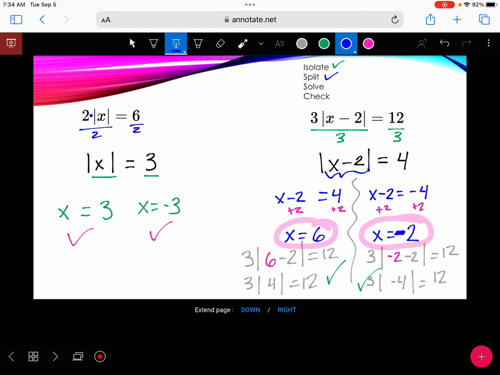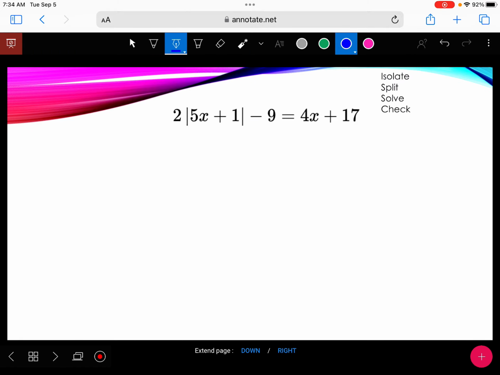Questions on these? Because it's about to kick up a notch. It looks scarier. I promise it'll be okay. Still the same steps. Isolate the absolute value, split it, and solve. And check. Isolate, split, solve, check.